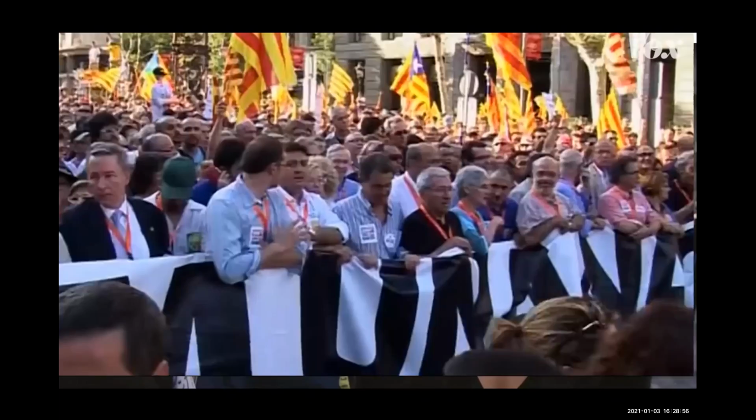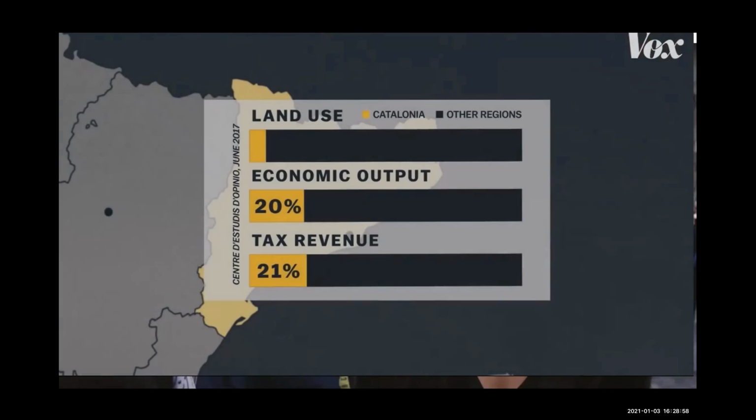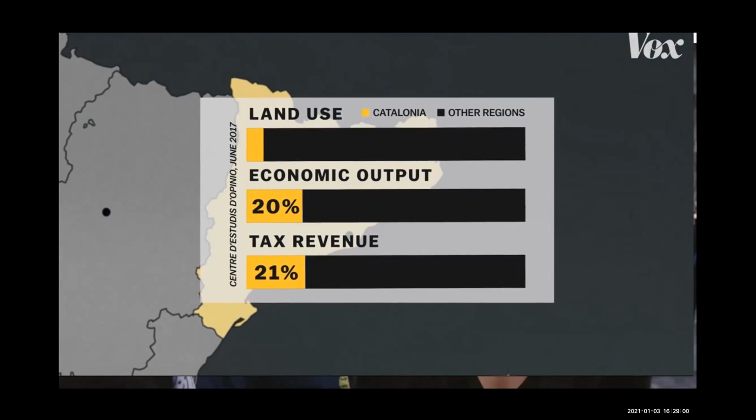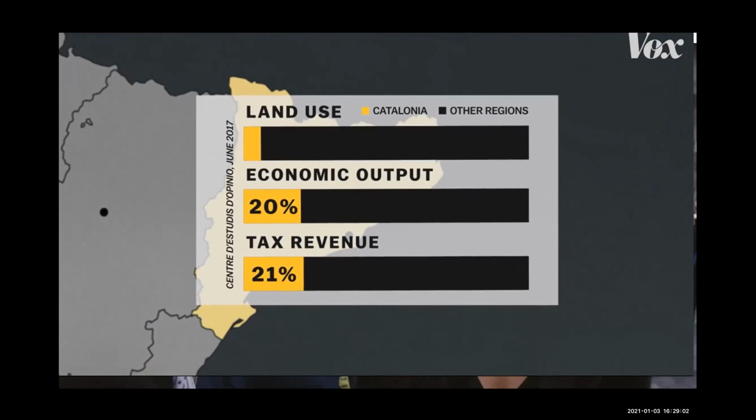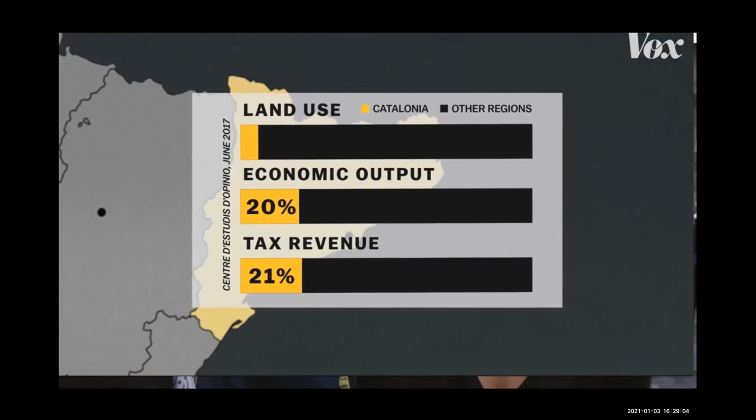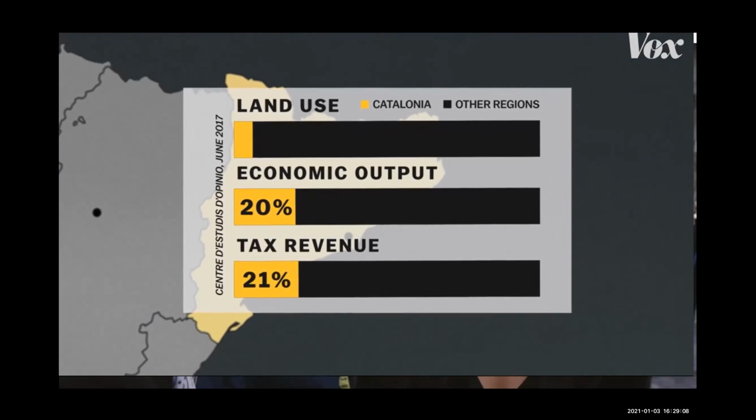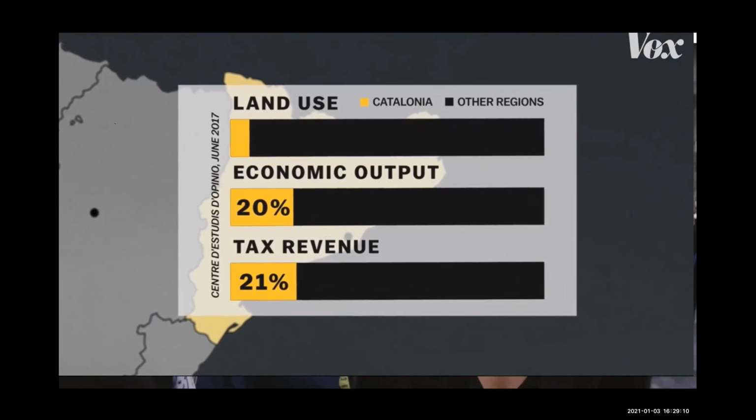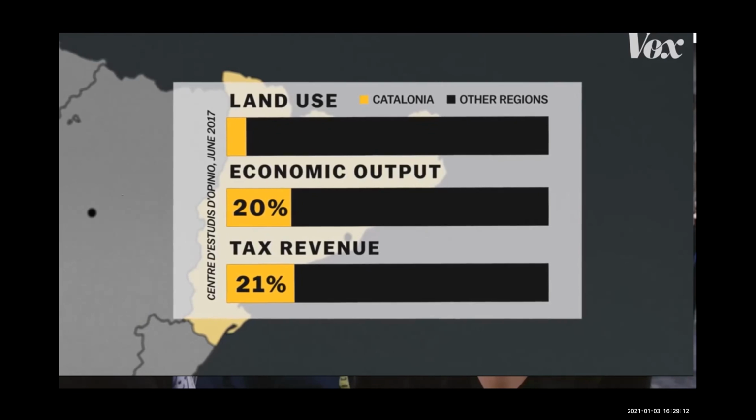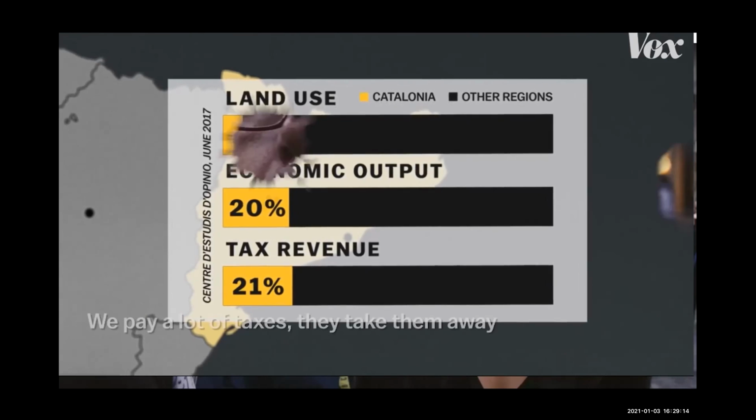There are economic motivations for independence too. Catalonia is one of the most prosperous regions in Spain. It takes up only 6% of the country, but it accounts for 1/5 of Spain's economic output. In 2016, nearly 21% of Spain's tax revenue came from Catalonia.